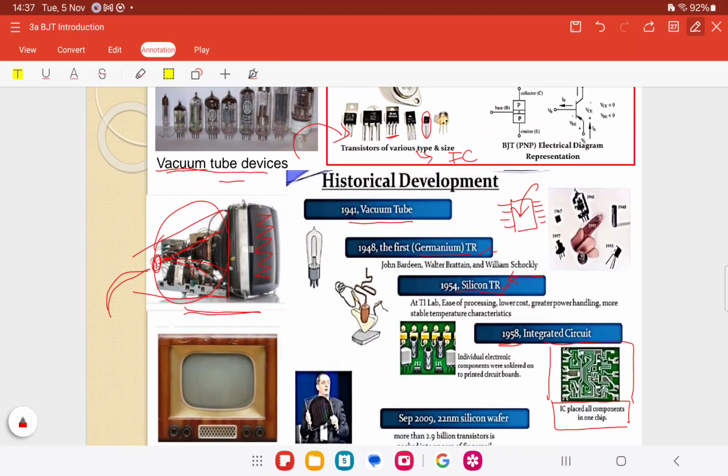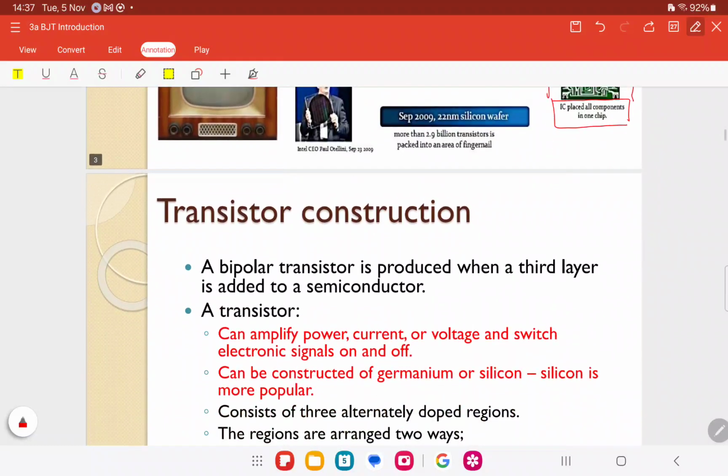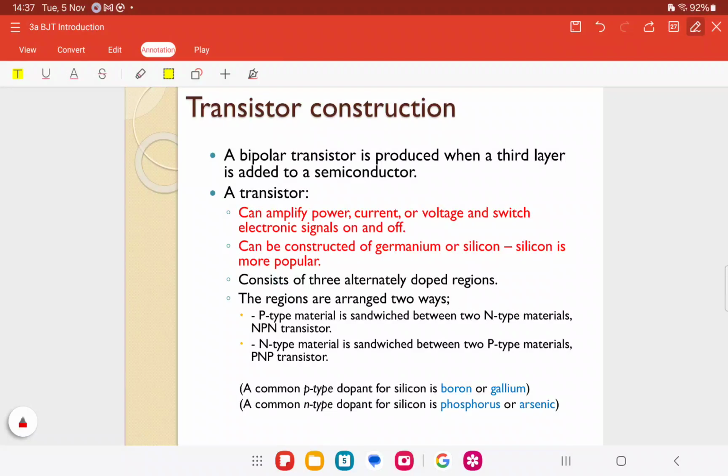Kenapa zaman dulu punya TV besar and nowadays punya screen makin nipis? Okay, and this actually comes from the components of transistor lah. Transistor. Okay, BJT is a type of transistor used in electronic circuit. Applications are amplification, switching, and also signal processing. Okay, transmitter and receiver. Okay, we have two types.